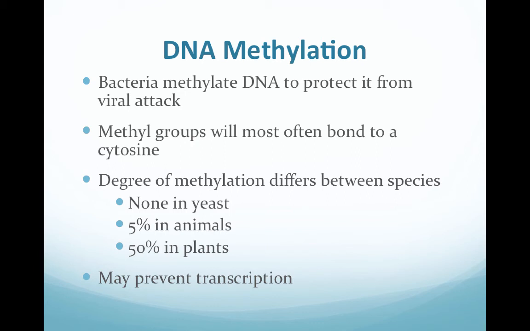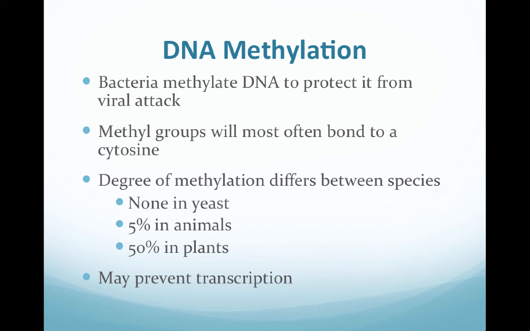Methyl groups are going to most often be bonded to a cytosine. We very rarely see them bonded to adenine, thymine, or guanine. And the degree of methylation is really going to be different depending on what species we're talking about. So we really don't see any methylation occurring in yeast. We see a small percent of methylation occurring in animals, but we see a really large percent occurring in plants. And this becomes really important because that methylation process is going to allow plants to evolve and be able to function in different environments.